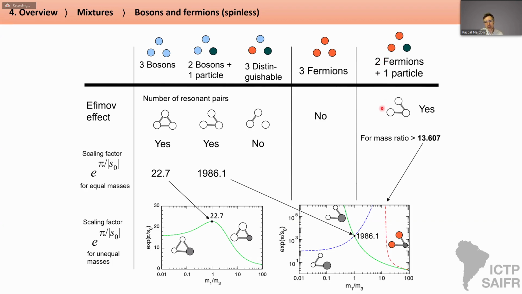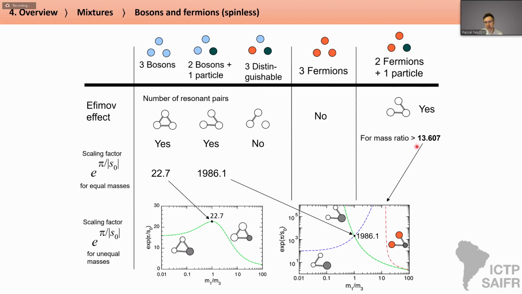However, you can have the Efimov effect with fermions when they have different masses. So for this, you need 2 kinds of fermions and another kind of particle, which interacts resonantly with these 2 fermions like this. And in this case, you can have the Efimov effect, but provided that these 2 fermions are heavier than this particle.